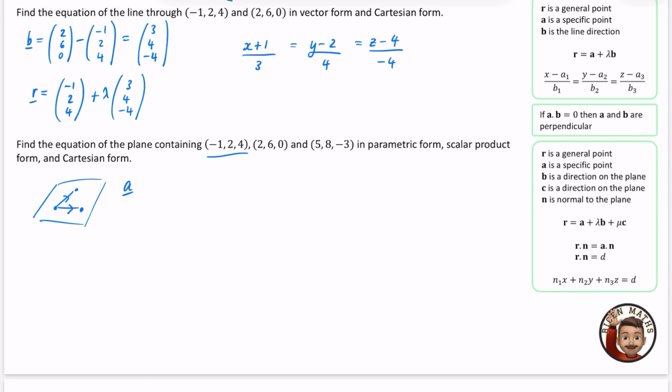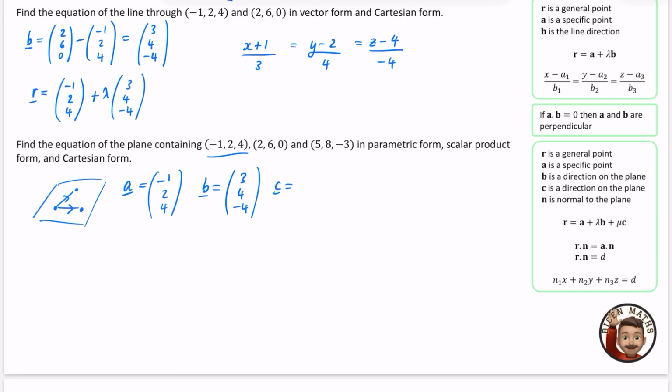So this is when I'm talking about the parametric form like this. So I'm just going to take my A as minus 1, 2, and 4. Now B, in this case, is going to be where you've subtracted two of the vectors. And if I do this one, subtract this one, I've actually already done that over here. So I'm going to save a bit of time, and I'm going to say that this direction vector is going to be 3, 4, minus 4.